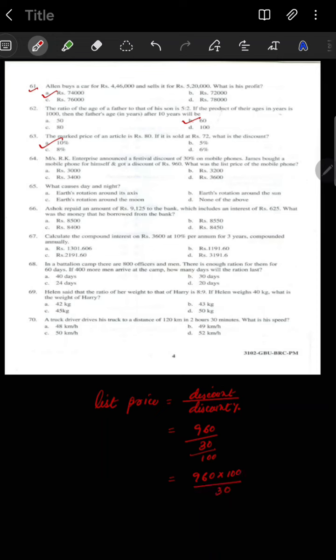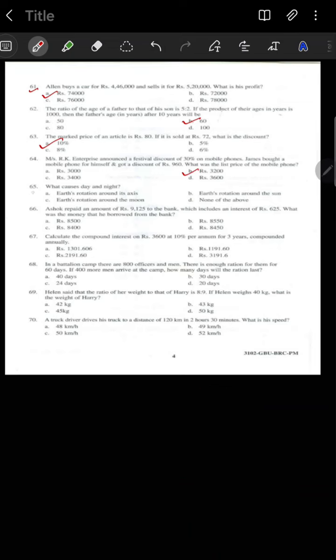So if you simplify, it will be 960 into 100 by 30. Then again if you simplify, 0 and 0 you can cancel here, then 3 if you cut here, 96 will go 32 times. Then if you multiply 32 into 100, it will be 3200, which is your correct option. So option B is your correct option here.